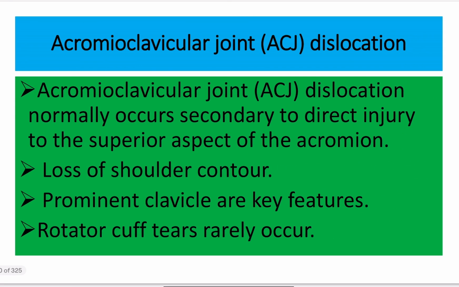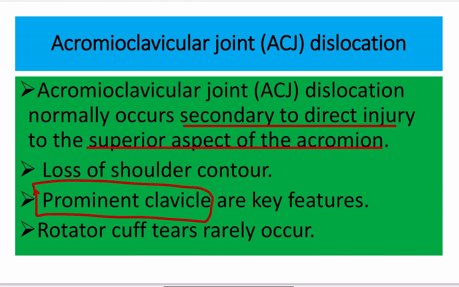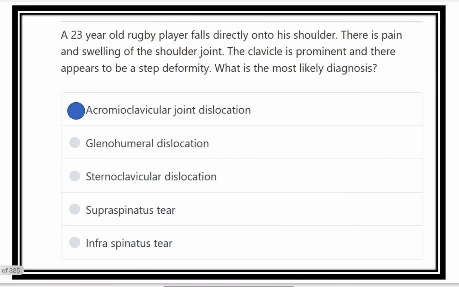So let's see the acromioclavicular joint dislocation. It normally occurs secondary to a direct injury to the superior aspect of the acromion process, and there is loss of the shoulder contour, that means the shoulder shape will be changed. The prominent clavicle is the key feature. So what is the key feature? The key feature is the prominent clavicle. And rotator cuff tear rarely occurs in this type of injury. As there is a prominent clavicle, acromioclavicular joint dislocation occurs.